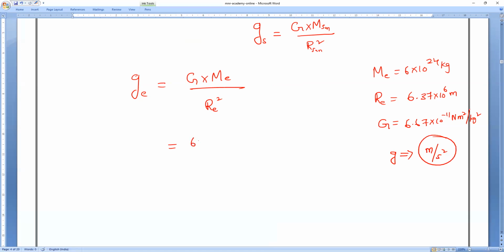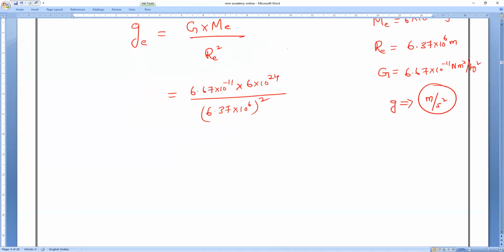So capital G value 6.67 into 10 to the power of minus 11 into mass of the Earth 6 into 10 to the power of 24 divided by radius of the Earth 6.37 into 10 to the power of 6 whole square. All of you understood?